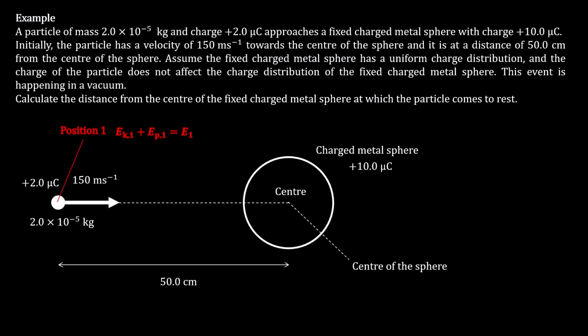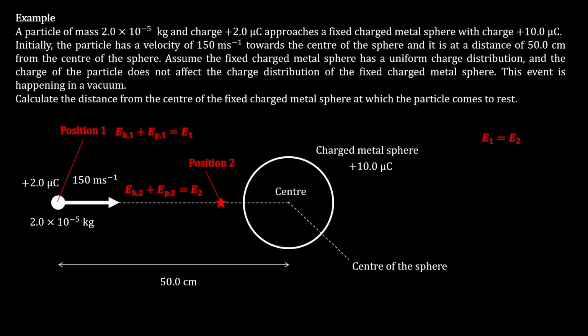At the final position, which we are going to call position 2, the total energy at position 2 is E2 = EK2 + EP2, where the 2 stands for position 2, and E2 is the total energy at position 2, EK2 is the kinetic energy at position 2, and EP2 is the electric potential energy at position 2. Based on the conservation of energy, we have E1 = E2.